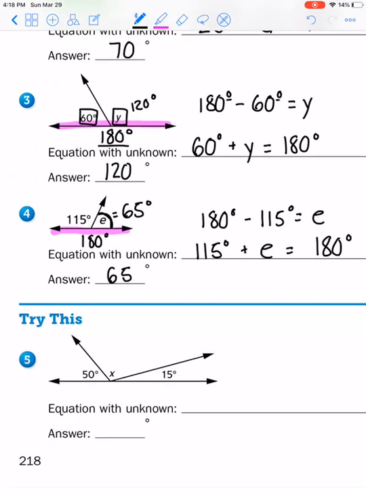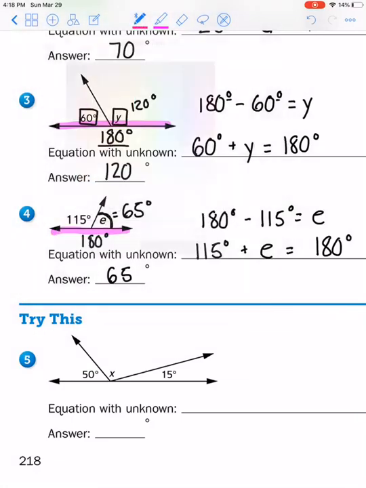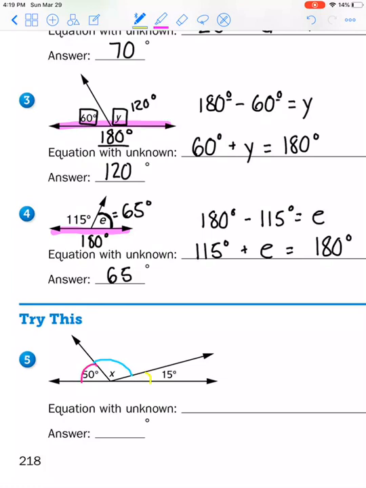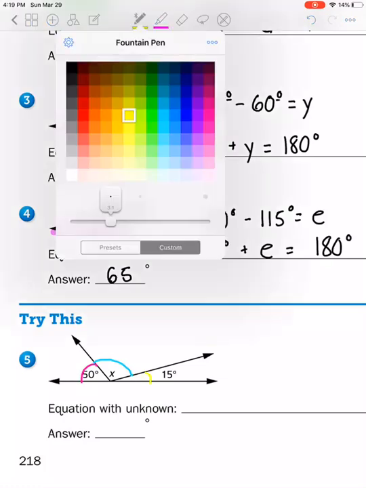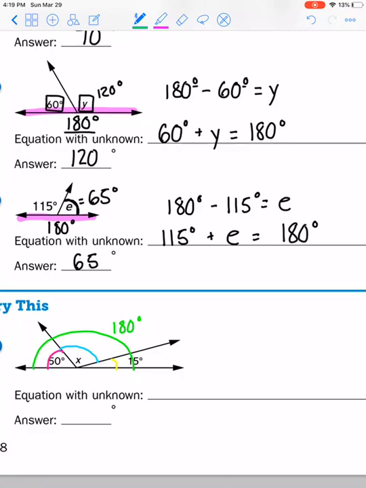Okay, this is a bonus. Try this. Now, this is interesting. They give us 3 different angles. Actually, they give us 4. So from here to here is 50 degrees. This is angle 1. From here to here, which is X, is angle 2. From here to here is another angle, and it's 15 degrees. And finally, from here to here is equal to 180 degrees because it's a straight angle. So there's actually 4 different angles here.